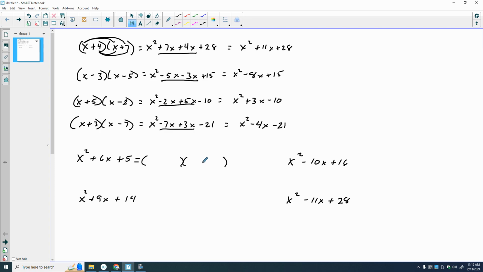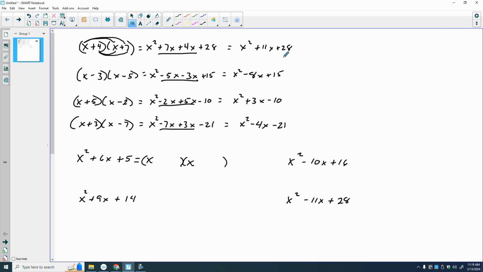Factored into two parentheses. When I do that, I'm going to go back here and ask the question, where did this x squared come from? It came from the first term being multiplied by the first term. So whatever I put here times whatever I put here has to give me x squared. Well, that one's easy, and it will be easy for a little bit. X times x is x squared. Next question.